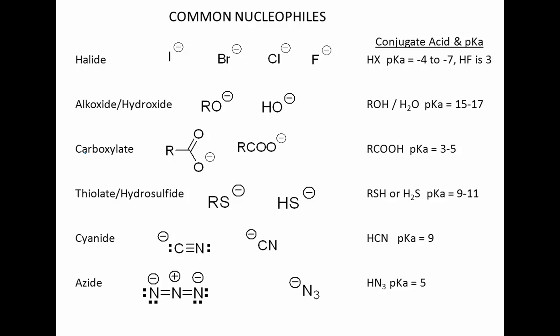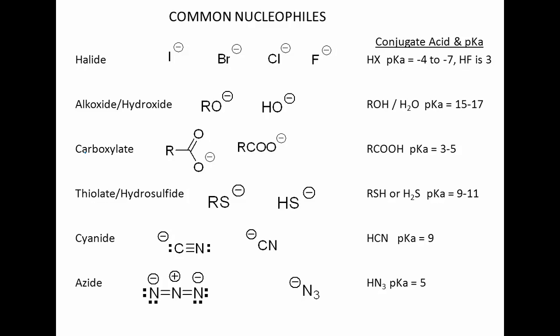All right, so the simplest nucleophiles we have are halide anions. Okay, and these are, of course, not very basic at all. They're derived from strong acids, except for HF, which is a much weaker acid. Okay, alkoxide and hydroxide nucleophiles, which are the conjugate bases of alcohols and water, respectively. We're going to see many examples of these.